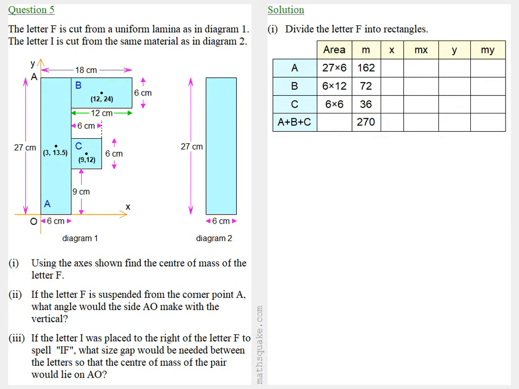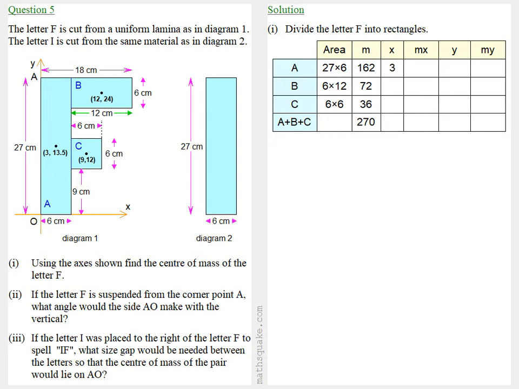The centre of mass of C is all the way across A and halfway across C, so that's 6 plus 3, which is 9 centimetres, and it's 9 centimetres up plus halfway up C, which is another 3 centimetres, so that's 12 centimetres.